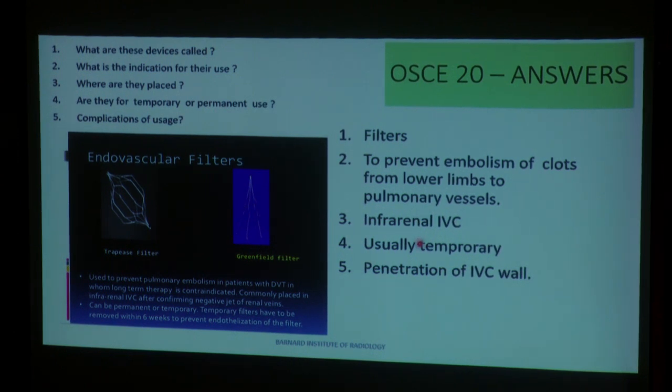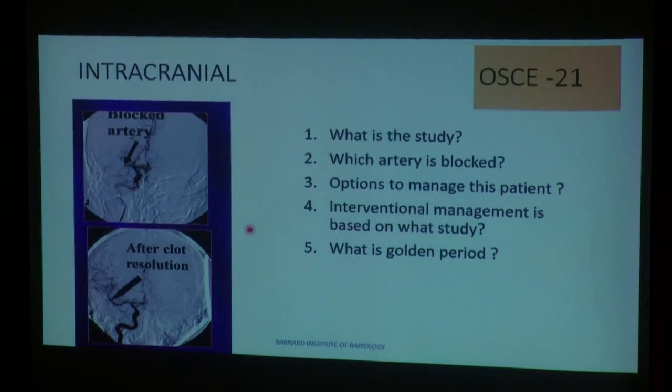It is usually temporary and removed in 6 weeks to 6 months time, and sometimes there are permanent filters now. The complication is that sometimes it can penetrate the IVC wall because you see there are hooks here, and then removal via the interventional procedure may be a bit difficult. Now just a last one. What is this study here? Which artery is blocked? Options to manage this patient. What is the interventional management you can do, based on which study will you choose whether to do intervention or not, and what is the golden period?